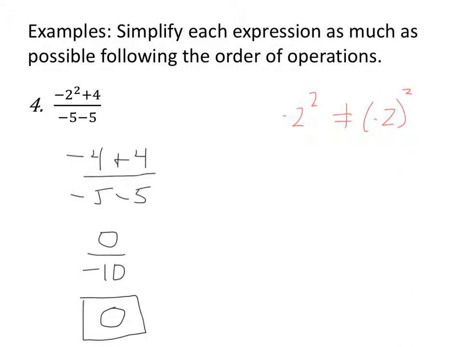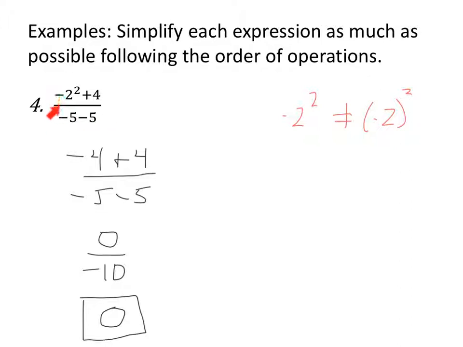One more real quick here. Negative 2 squared plus 4 over negative 5 minus 5. First most important thing is right here. Negative 2 squared is not the same as if we had parentheses around the negative 2 and then squared it. In the representation here on the left, only the 2 is squared. On the right, all of negative 2 is squared. So this is negative 2 times 2, where this is negative 2 times negative 2.